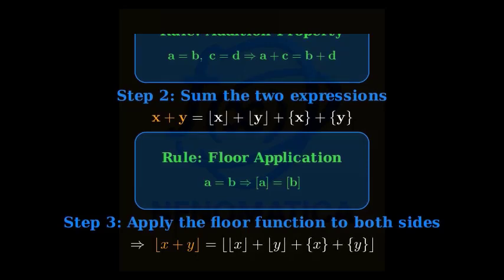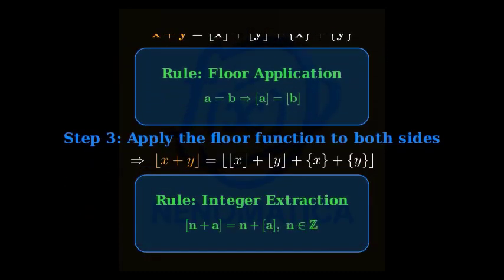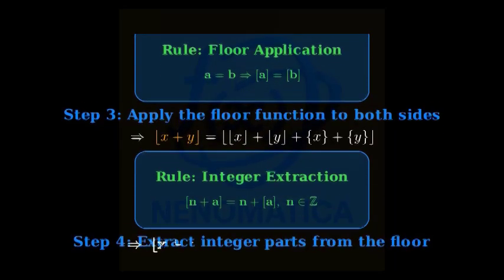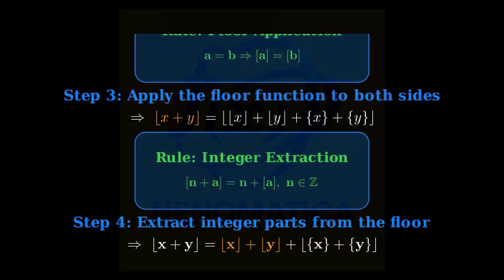Step 4. Pull the integer parts outside the floor. If n is an integer, then the floor of n plus a equals n plus the floor of a. Here, both floor of x and floor of y are integers, so they come out. We will highlight their sum in orange.